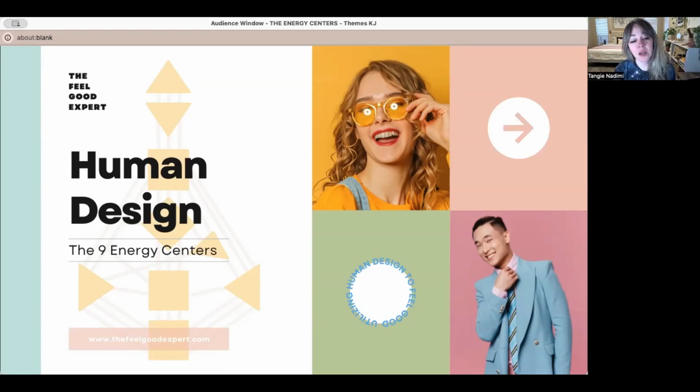But it all begins with understanding the themes of each energy center, which are highly influenced by the Hindu Brahman chakra system. So in this lesson, we're going to talk about each energy center, what it means to be defined versus undefined. We're also going to go through the biological components of each energy center and the shadow and the light of each energy center.